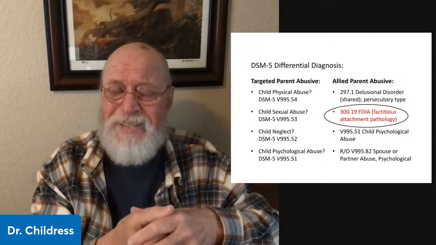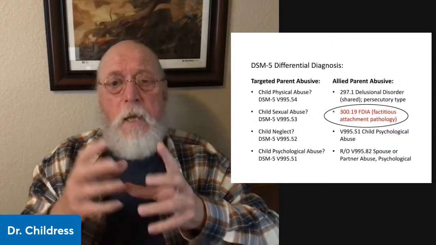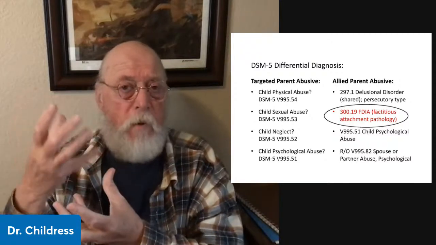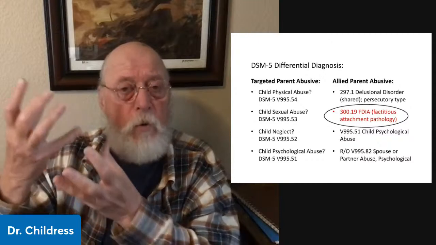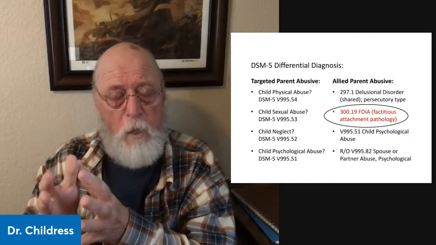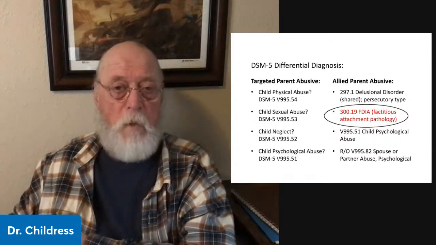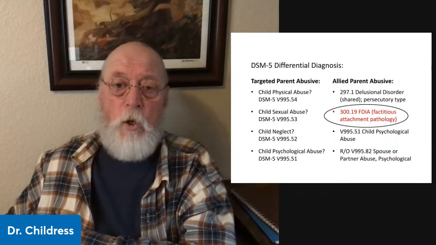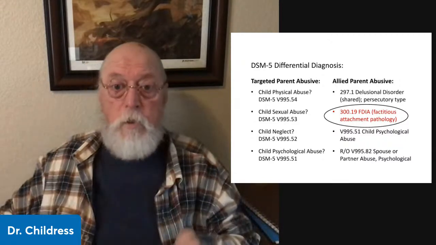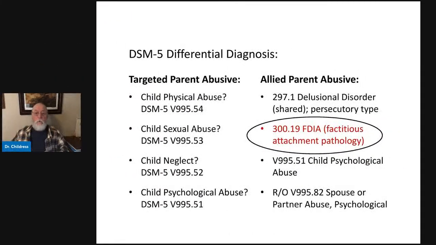The targeted parent is not abusing the child, it is a persecutory delusion and false attachment pathology being created in the child for secondary gain to the allied parent. So that's the differential diagnosis here. Is it a true or false attachment pathology?